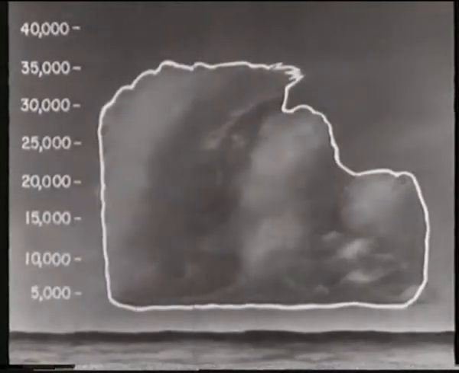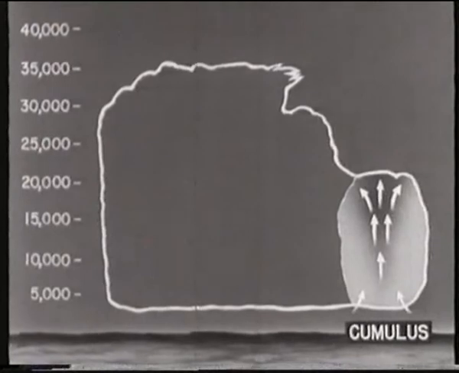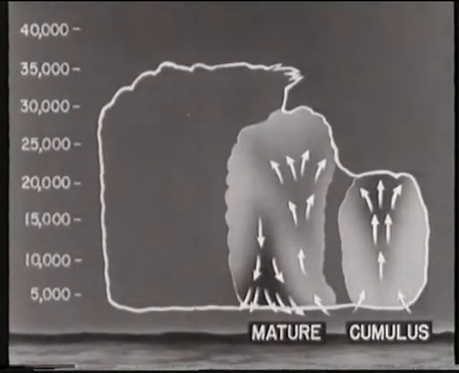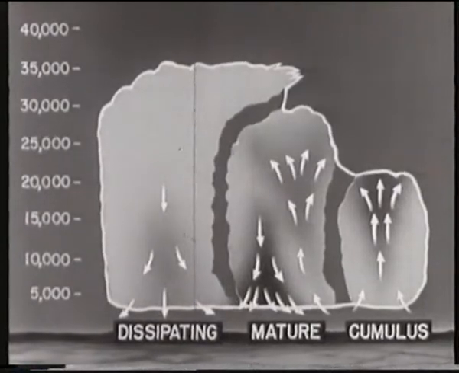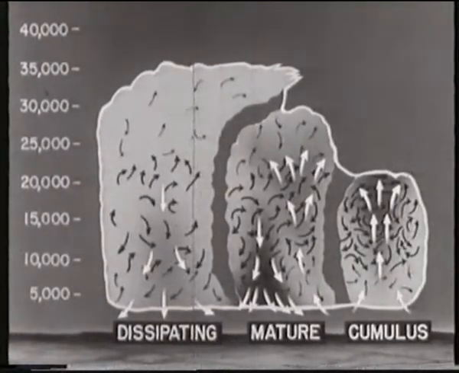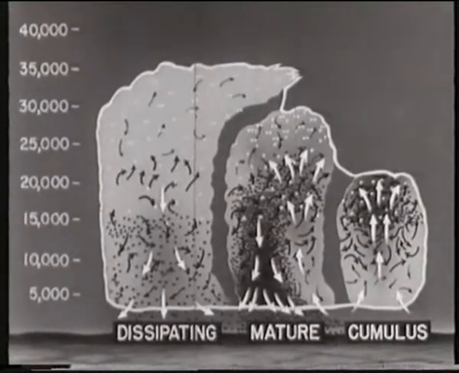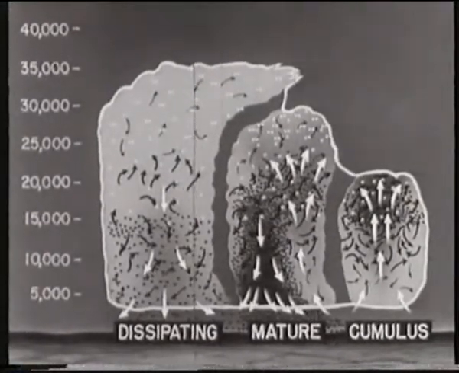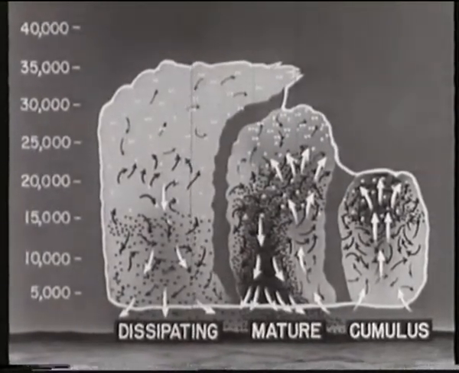Every thunderstorm cell passes through these three stages: cumulus, mature, and dissipating, producing turbulence, thunder, lightning, rain, hail, snow, and ice crystals. The intensity of any storm is dependent on its stage of development.